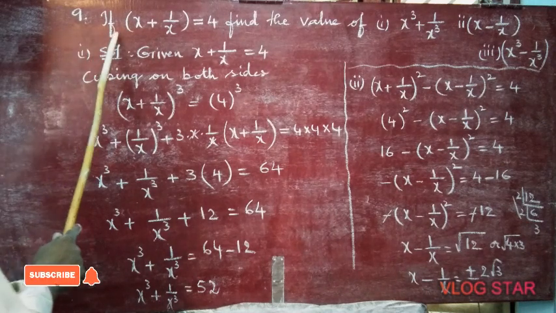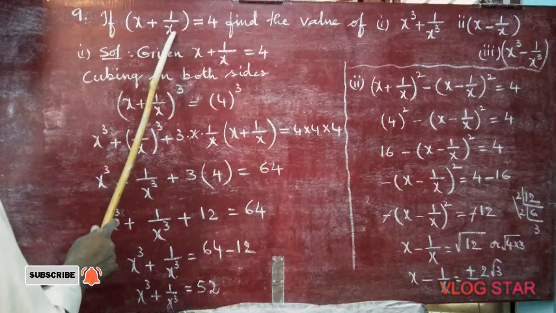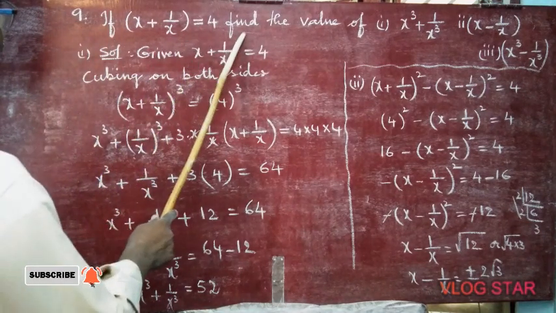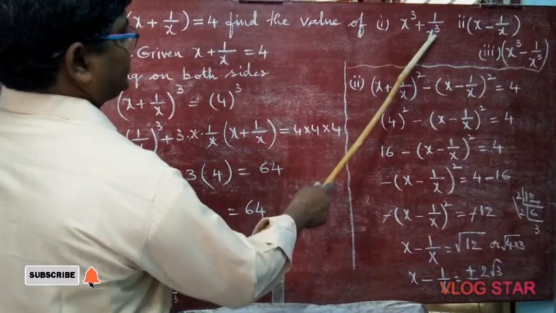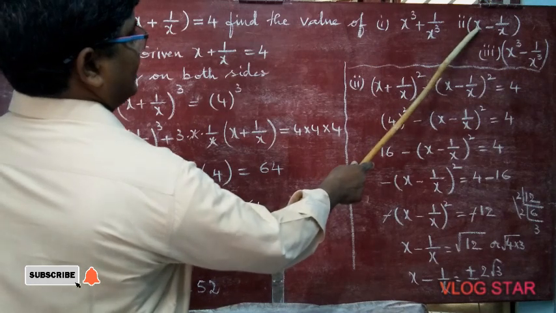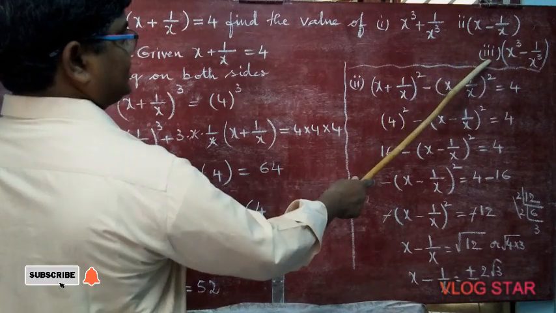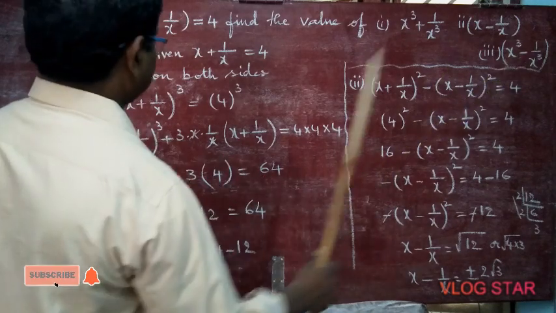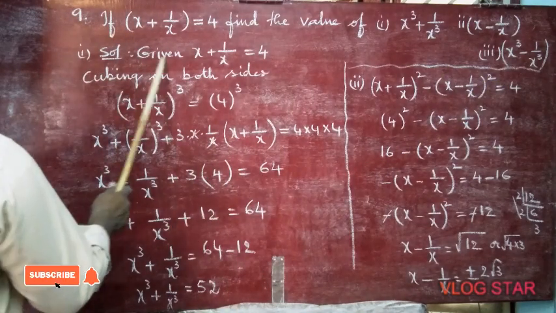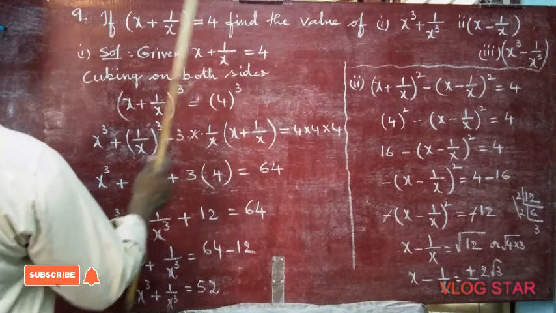Ninth problem. If x plus 1 by x is equal to 4, find the value of: first bit, x cube plus 1 by x cube; second bit, x minus 1 by x; third bit, x cube minus 1 by x cube. First bit solution: given x plus 1 by x is equal to 4.